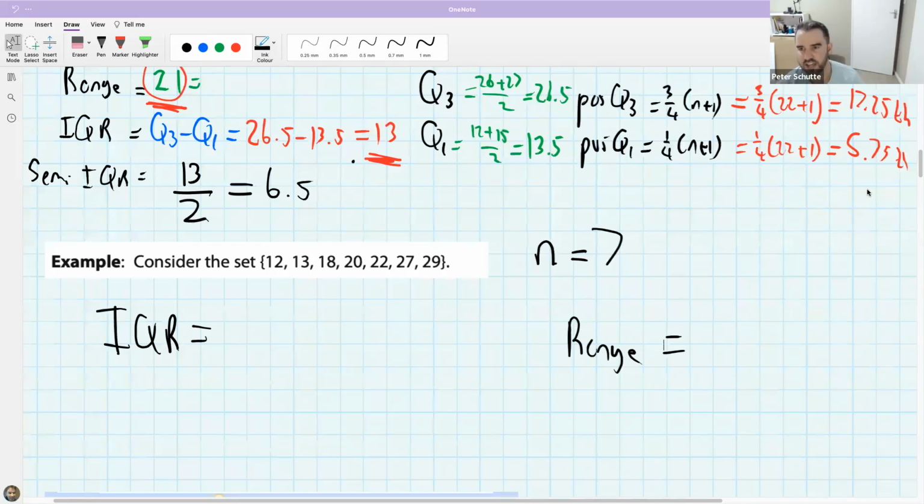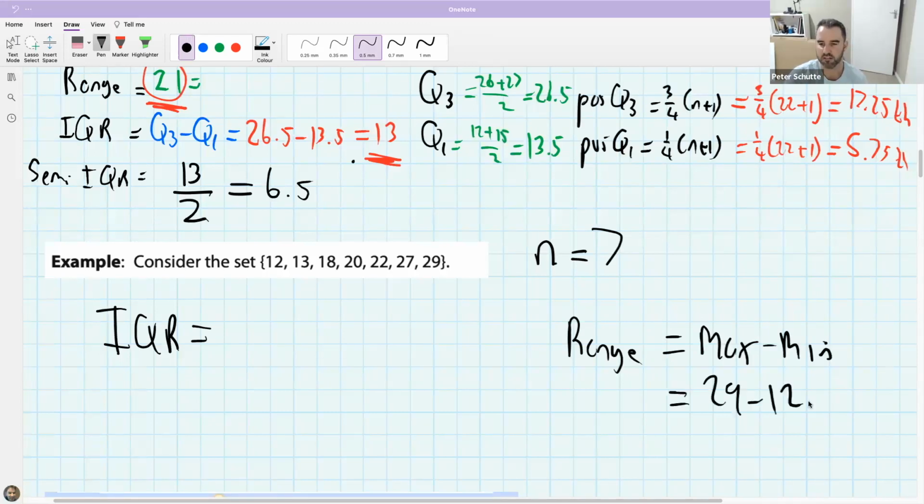So Michaela, I do take what you're saying that there are 2 interpretations of what Q1 could be, but I would say stick to this position formula generally, because it works pretty much in all situations, and both are correct in the case that you're raising. Okay, so range is max minus min. So you get 29 minus 12, and that's 17.